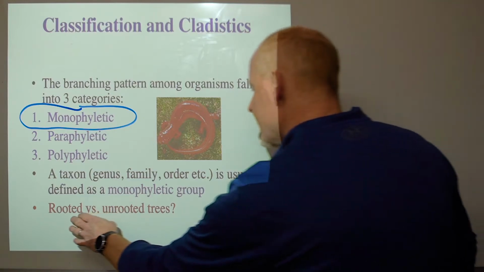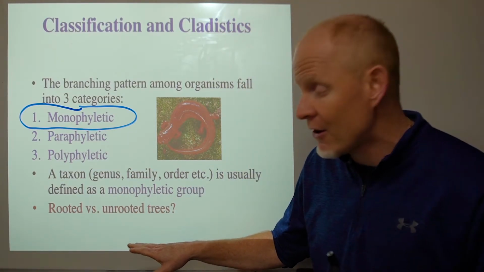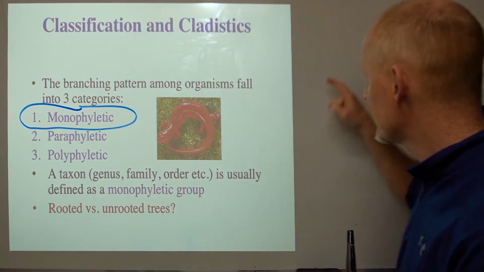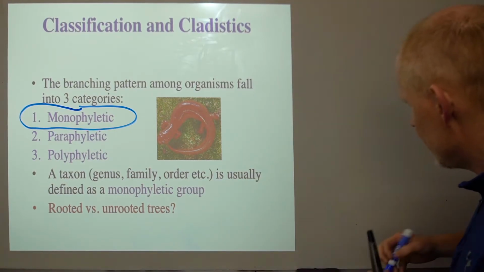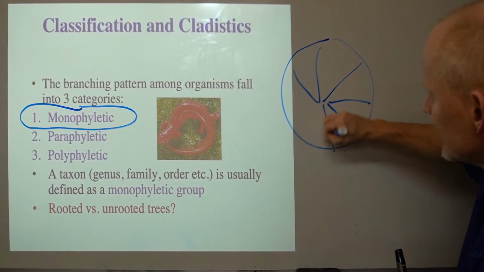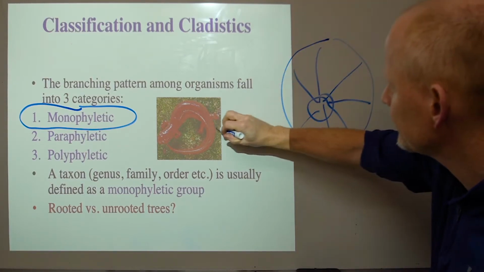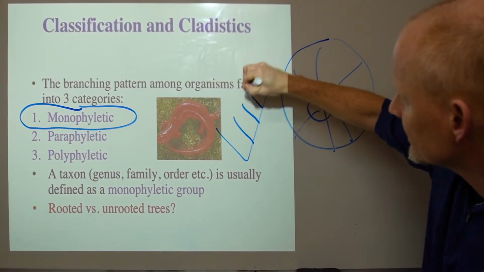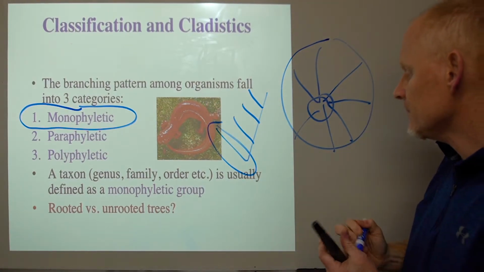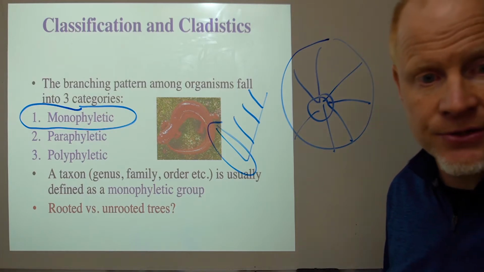There are also rooted and unrooted trees. If you don't have common ancestry, you don't have an outgroup, you have an unrooted tree. And the tree actually looks like a circle. You'll have branch points that go out in a radius because there's no origin, right? Whereas if you get a rooted tree, it looks like this, right? This is your root. It just depends on the group and whether you can find common ancestors or not.